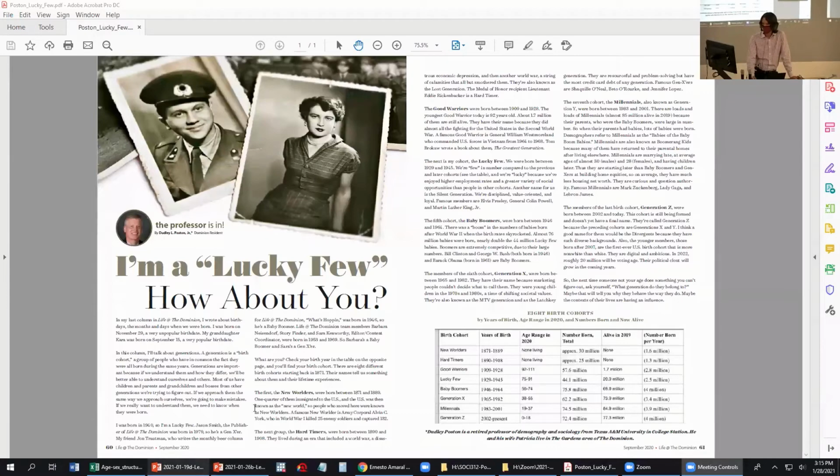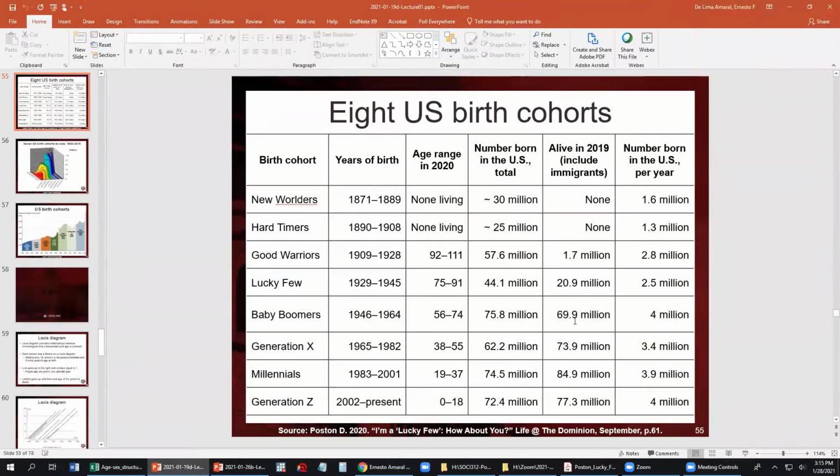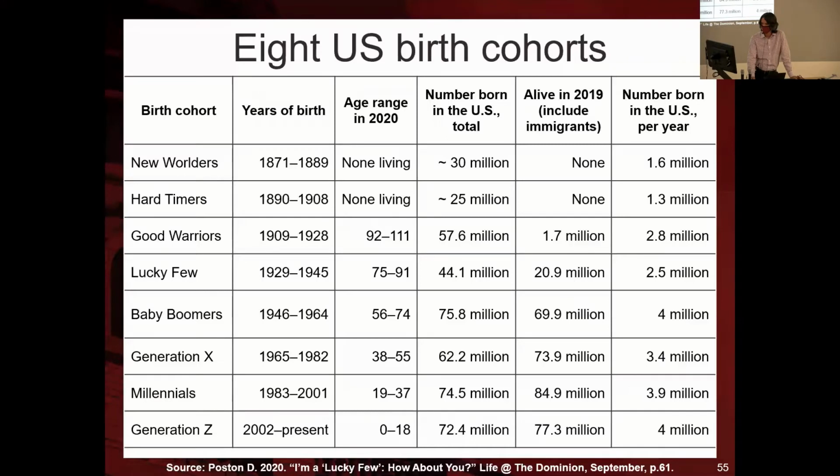I will just start here with just this slide from the previous class that I showed you, and some of you wisely asked why these numbers here, alive in 2019, were actually larger for these newer generations than the number born in total. And I just checked in the article, and it was not clear there.